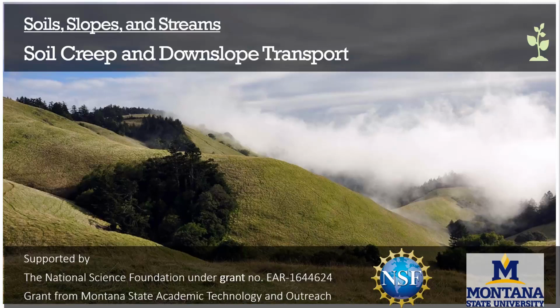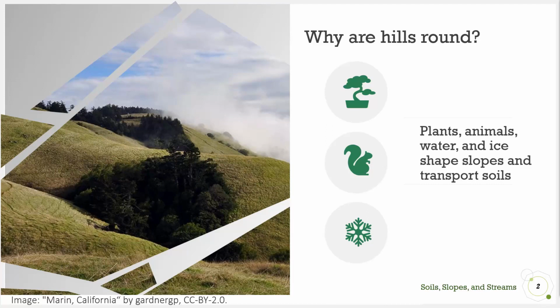In this mini lecture of the series Soil Slopes and Streams, we'll talk about soil creep and downslope transport. We'll focus on how processes that are driven by plants, animals, water, and ice can transport soil downhill and, in turn, influence the shape of the landscape. Eventually, we'll have a process-based answer to the question, why are hills round?